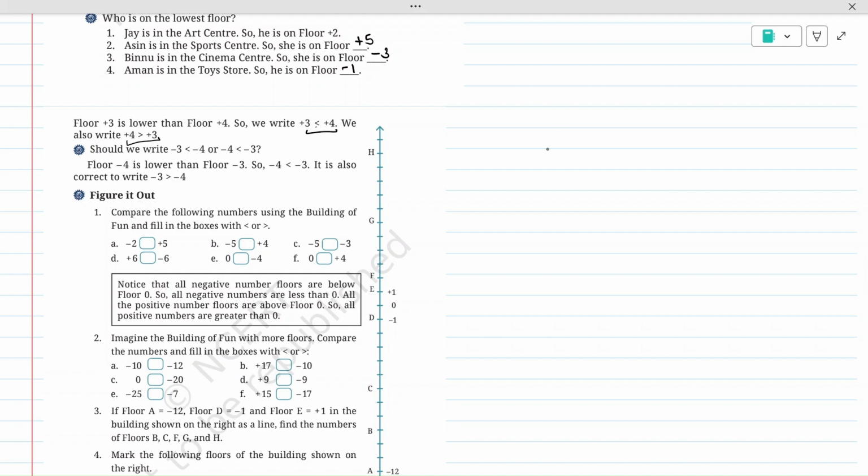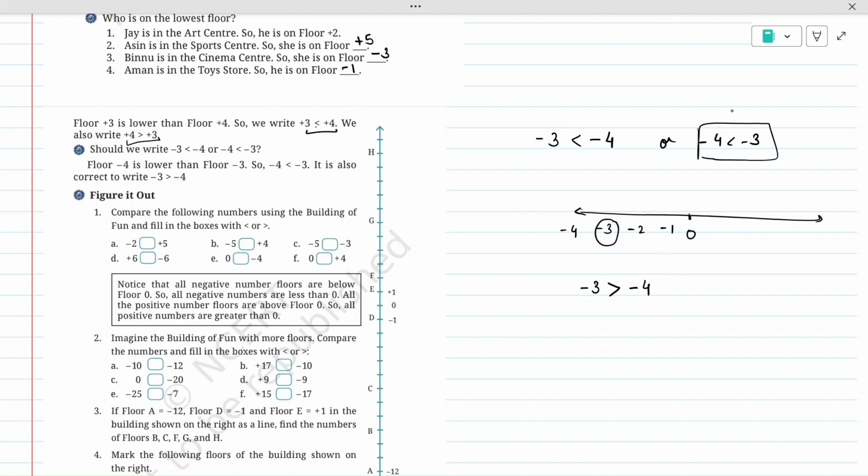Should we write -3 is less than -4, or -4 is less than -3? This is the question. Kids, we have done this. I told you that on the number line, if I draw all these, we'll have 0 here, -1, -2, -3, -4. The more the number is on the right, the greater it will be. So -3 will be greater than -4. This expression is correct.